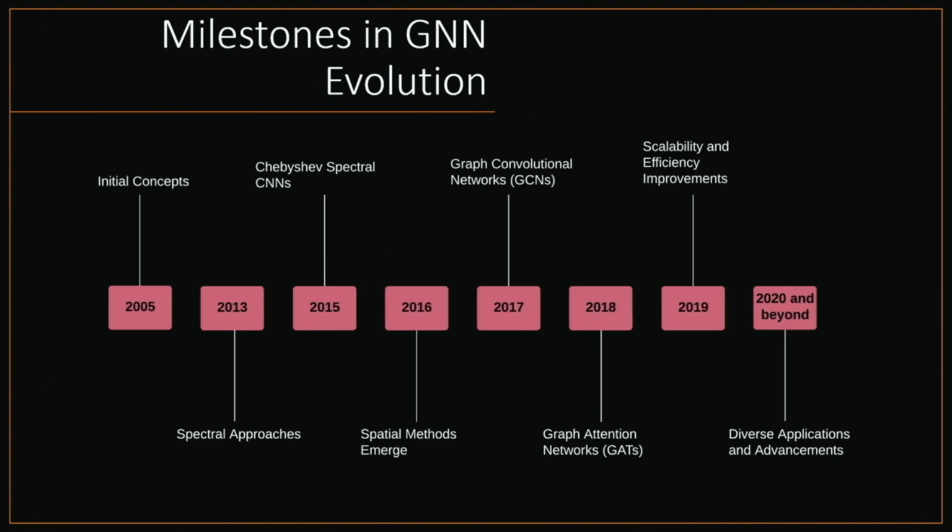So yeah, let's briefly talk about the milestones. The initial concept emerged in 2005. Then they built spectral approaches. And in 2017, a big thing happened, which is GCN. I think it's probably one of the most cited papers out there in GNNs. After that, in 2018, graph attention networks came in. And after that, they became more scalable, with batch processing and stuff. And now they've been used in a lot of different domains.